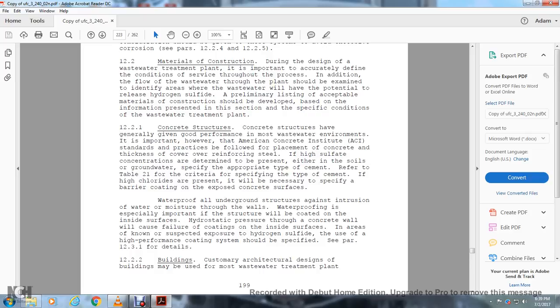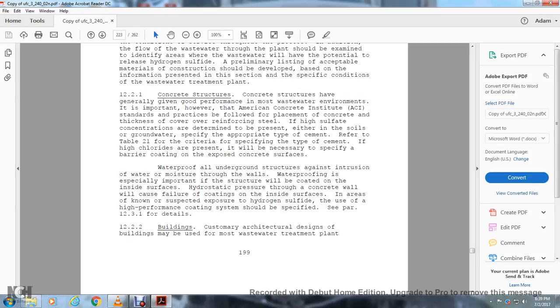Waterproof all underground structures against the intrusion of water or moisture through the walls. Waterproofing is especially important if the structure will be coated on the inside surface. Hydrostatic pressure through the concrete wall will cause failure of the coatings on the inside surface in areas of suspected exposure to hydrogen sulfide. The use of a high performance coating system should be specified. See paragraph 12.3.1 for details.